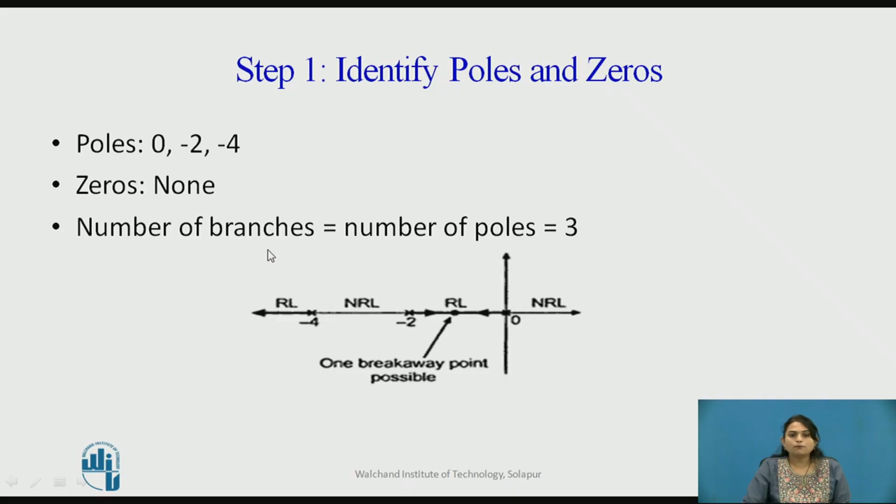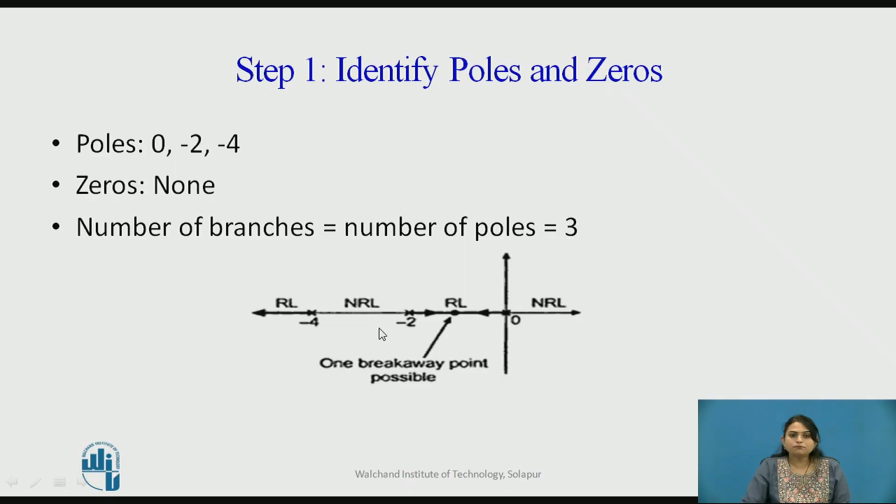As the number of poles is greater than the number of zeros, the number of branches is equal to the number of poles, which is 3. To find where the root locus lies, we have 3 regions: 0 to minus 2, minus 2 to minus 4, and minus 4 onwards. In the region between 0 and minus 2, to the right side there is only one pole and 0 zeros. The sum is odd, so the root locus will lie between 0 and minus 2.